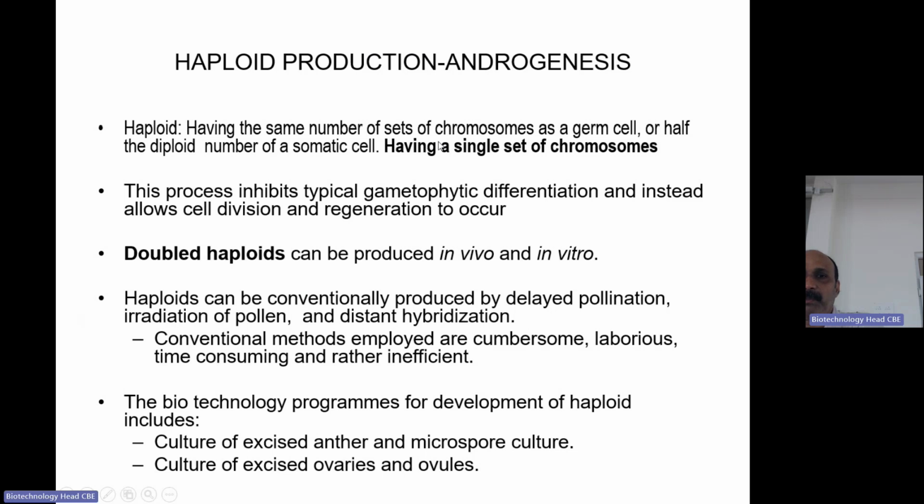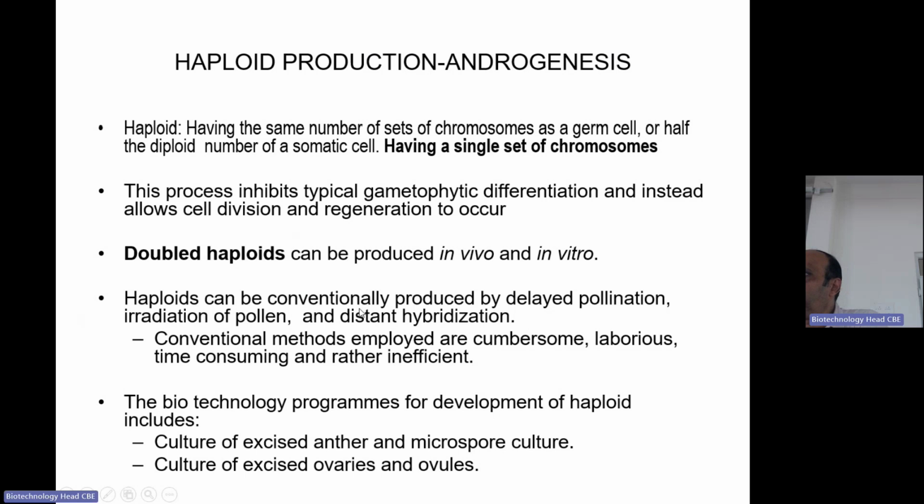A haploid has the same number of sets of chromosomes as the germ cell, or half the diploid number of the somatic cell, having a single set of chromosomes. This process inhibits the typical gametophytic differentiation, and instead allows cell division, regeneration and production of plantlets to occur. Double haploids can also be produced in vitro by doubling the chromosomes. These are not called diploids, right? Normal plants are called diploid plants. These are called dihaploid plants, which are all homozygous plants.